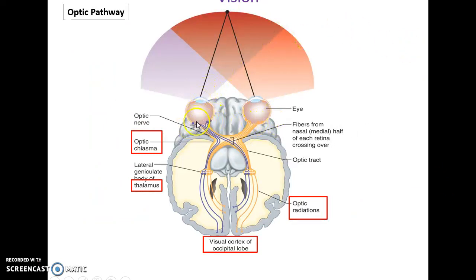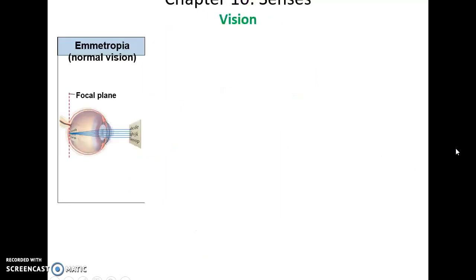So, the optic pathway: light enters the retina. The retina then sends the information down the optic nerve. The optic nerves meet at the optic chiasm, where they cross over so that the right side of each eye's field of vision goes to one side, and the left side of each eye's field of vision goes to the other side. They then continue on into the thalamus, and then further back to reach the visual cortex of the occipital lobe.